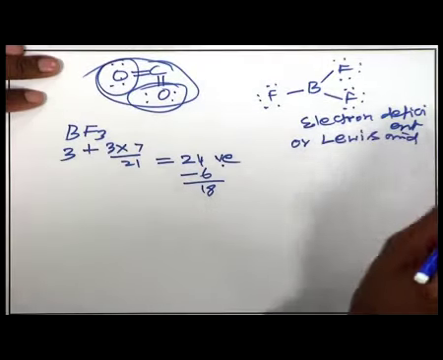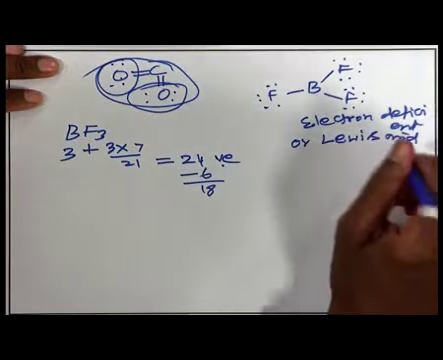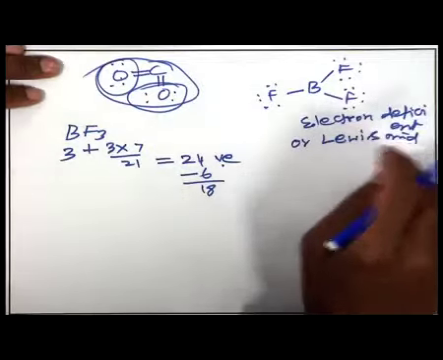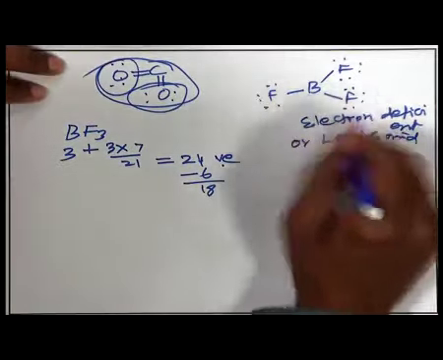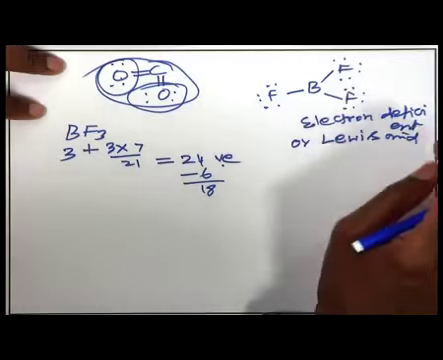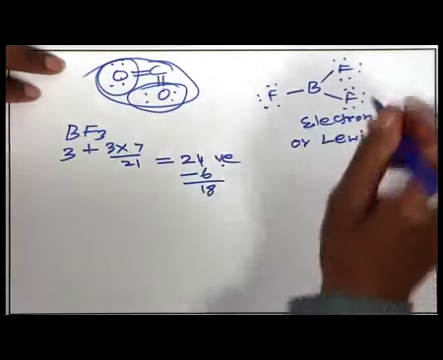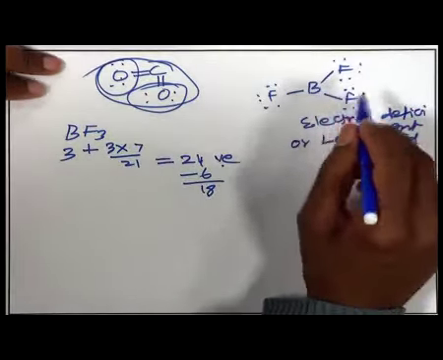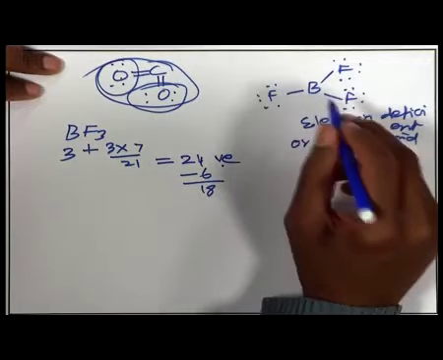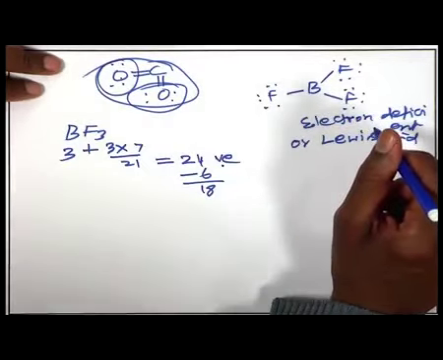So BF3 is a Lewis acid molecule. Those concepts you will be studying later on. The point here is that we are concerned about the shape of the molecule. Now, this molecule contains how many pairs of electrons, how many regions of electrons?